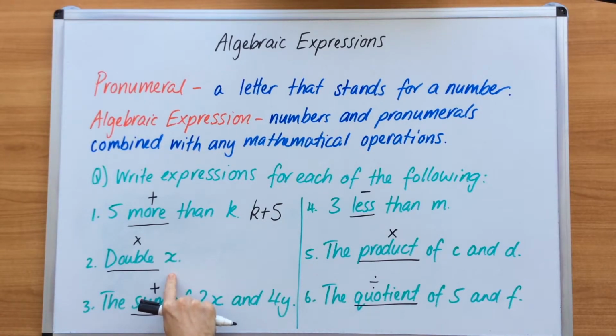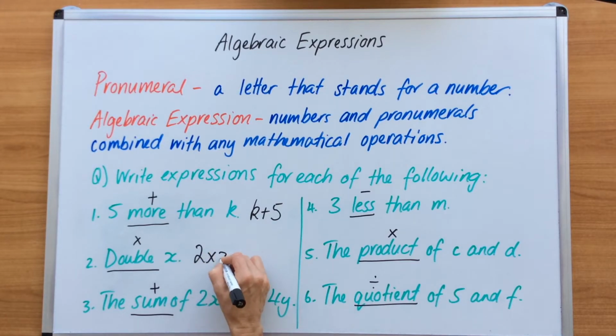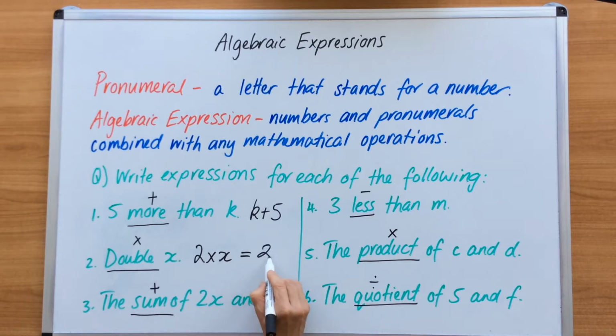The second one here is double x. So we go 2 times x, and again x is cursive because it's a pronumeral, but that equals 2x. So we would write double x as 2x. The next one is the sum of 2x and 4y. So the sum means to add. So we would basically say, following the order that it's given to us, 2x plus 4y. And that's all that we need to do.